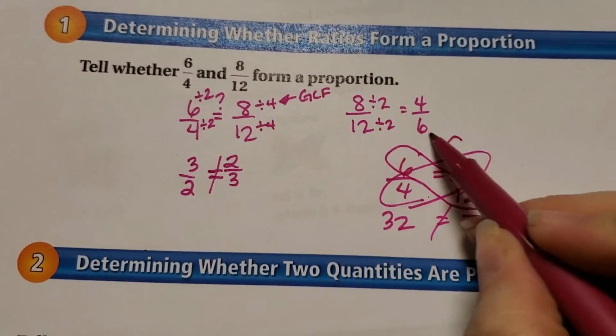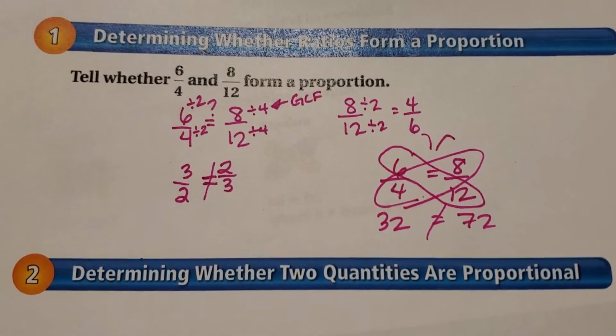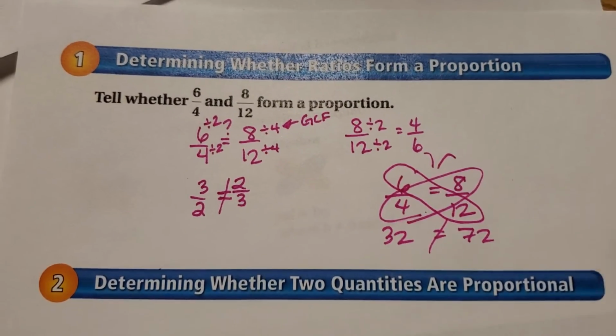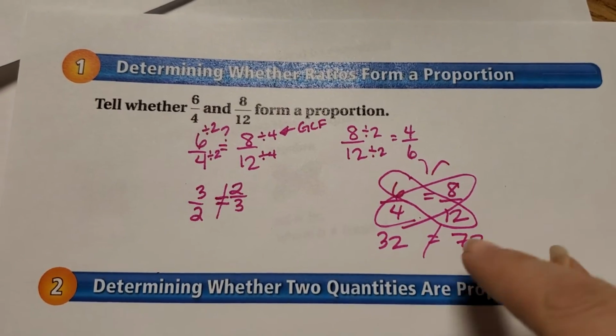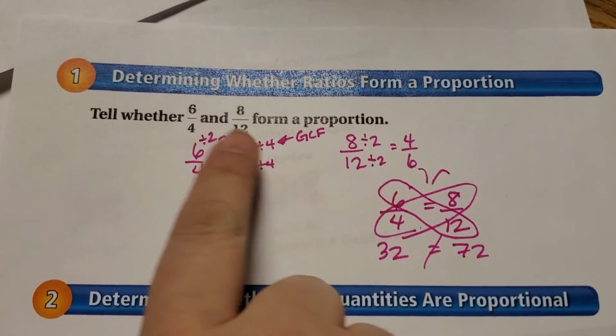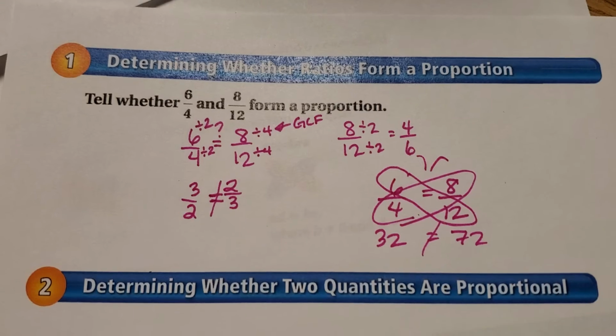Okay, again, here's the little butterfly. I know I'm obsessed with the butterflies. My grandma liked butterflies. So again, you can use this method anytime you're checking to see if two fractions are proportional to each other. Okay?